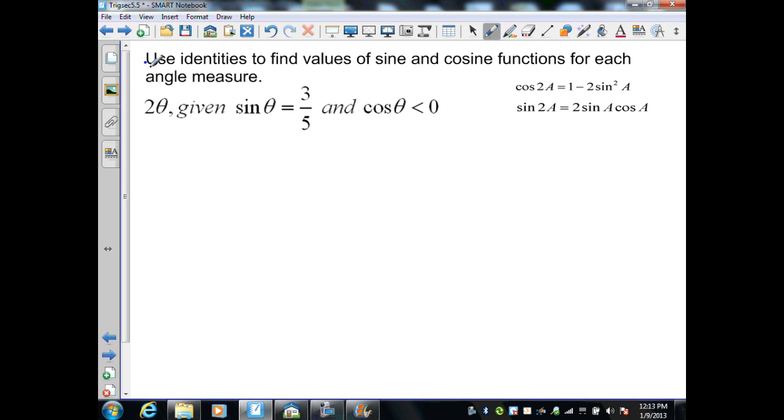On the next example, they want me to use identities to find the values of sine and cosine functions for each angle measure. They want me to find the sine of 2 theta and the cosine of 2 theta, given the sine theta is 3/5 and cosine theta is less than 0. When cosine is less than 0, that means it is in quadrant 2 or 3. Sine is positive in quadrant 2 and 1. Therefore, these must fall in quadrant 2.